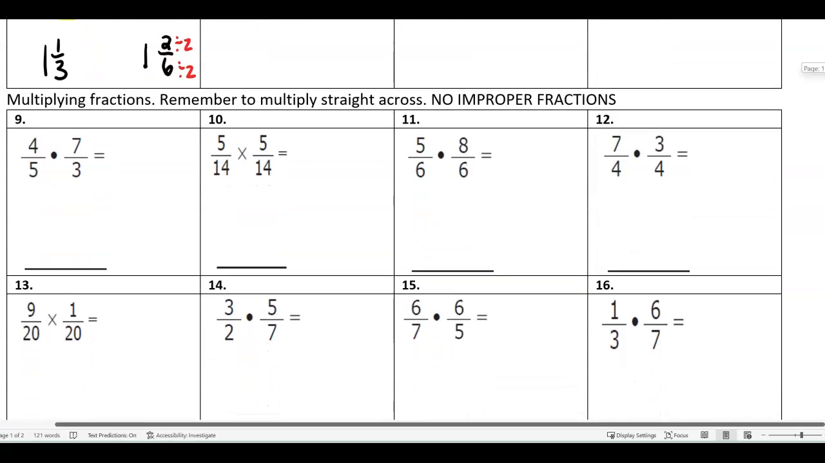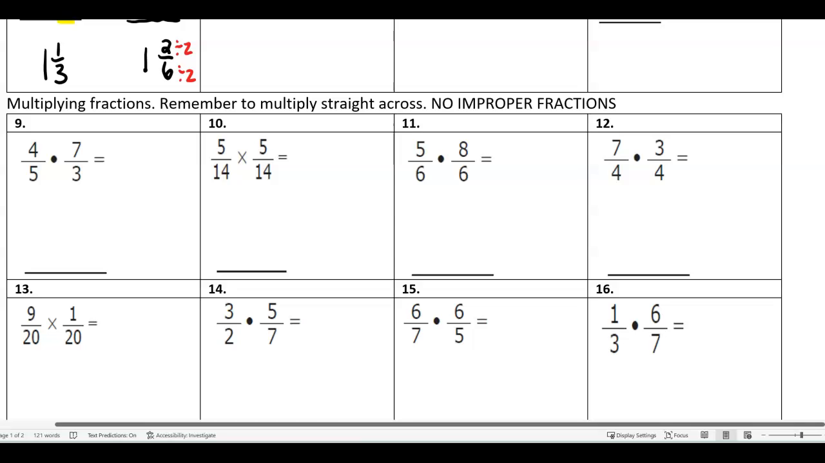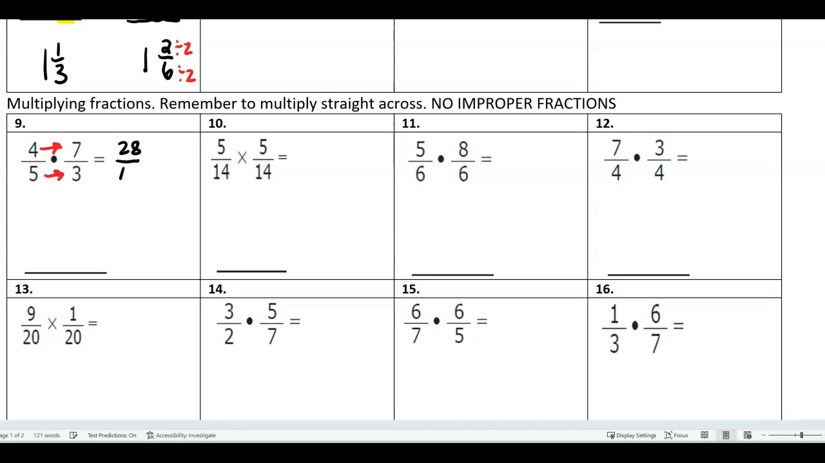When we multiply fractions, you're going to remember to multiply straight across on your numerators and your denominators, and you're going to make sure you have no improper fractions. So multiply straight across. 4 times 7 is 28. 5 times 3 is 15. This is improper because your numerator is bigger than your denominator. So I'm going to divide and say how many times does 15 go into 28? One time, that's my whole number, 1. And how much is left over? There's 13 left over. That's my numerator, and I keep my denominator of 15.